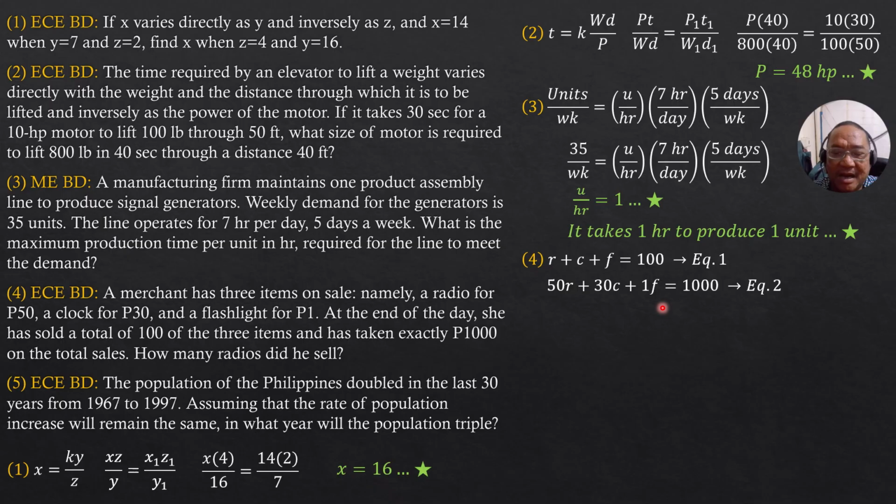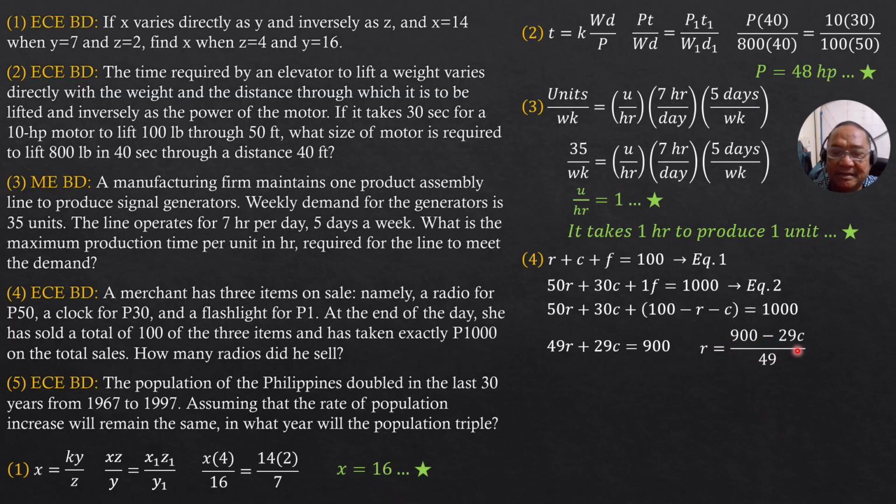Since F is 1 peso per flashlight, it is a whole number automatically. So let's substitute the value of F into equation 2. So 50R plus 30C plus quantity 100 minus R minus C equals 1,000. Simplifying, 49R plus 29C equals 900. If we solve for R, R is 900 minus 29C all over 49. So this is the expression for the number of radios.